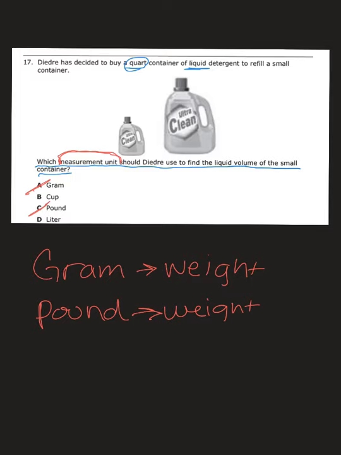Honestly, you can use both, but for anything, you want to use the ones closer to it. We wouldn't use a fluid ounce to measure how to fill up a bigger bottle. So we're going to cross out cup also, because a cup would be too small to fill up this bottle. That's too much. So our answer is going to be liter, D. A liter is what they're going to use to find the liquid volume of the small container.